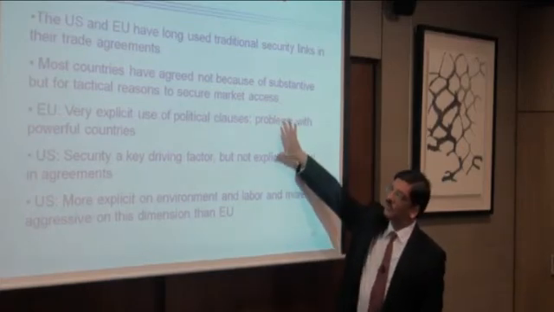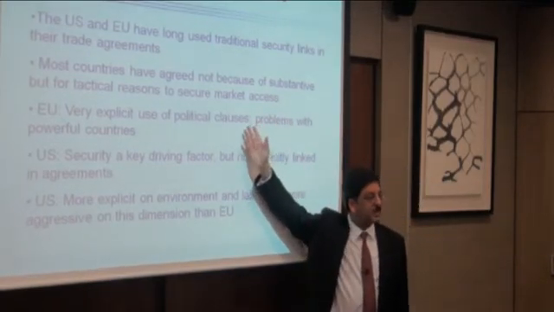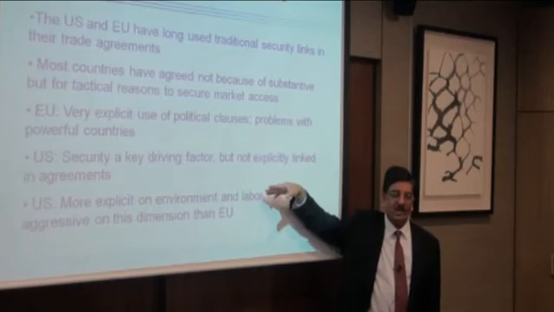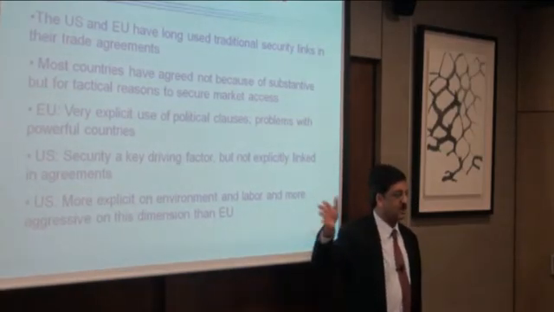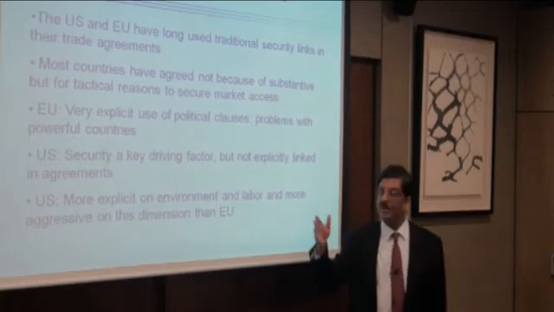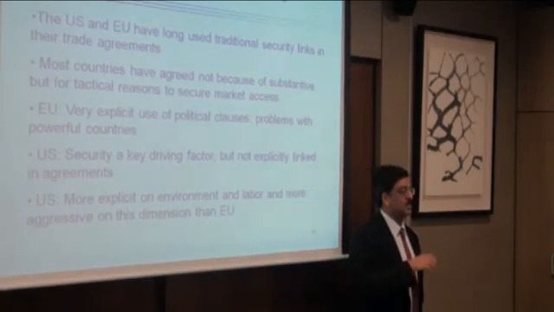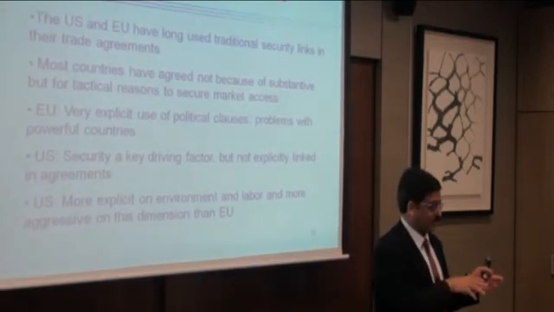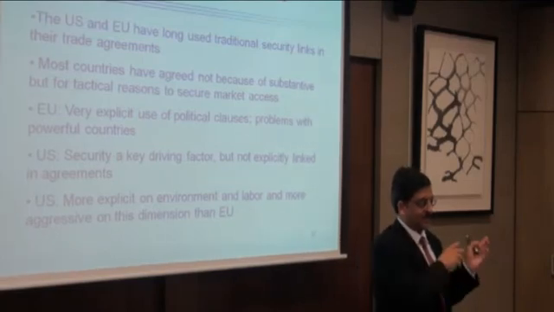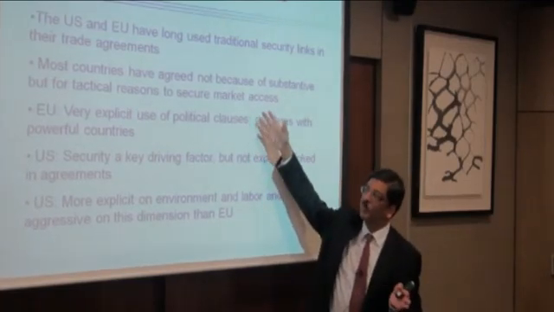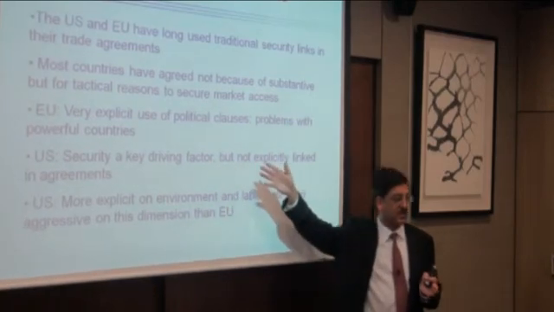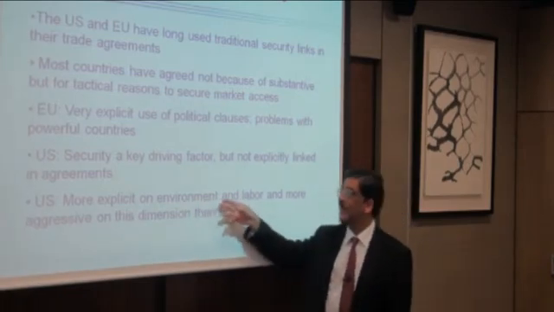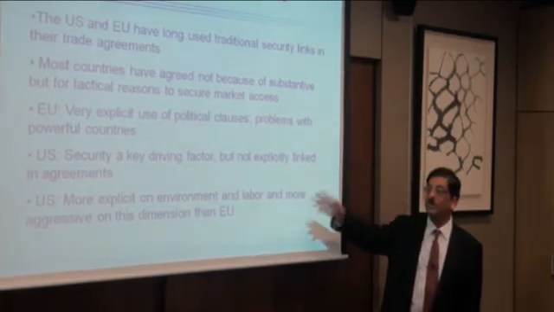What's very interesting is this comparison right here. The EU is very explicit in its use of political linkages, and therefore runs into problems with powerful countries. With the US, security clearly is a driving factor in a lot of the agreements, say Korea or Israel or Jordan or a number of these countries, but they don't explicitly put this in the agreement, right? So that's kind of an interesting contradiction or twist. One is very obsessed with it, and puts everything in the agreement. For the EU, security is probably not even that important in some cases. But for the US, security is really important, and it doesn't put this explicitly, but it's driving them. And the US is much more explicit, ironically, on environment and labor, and much more aggressive than the EU.